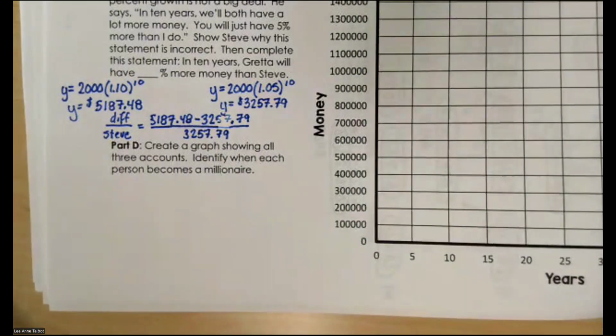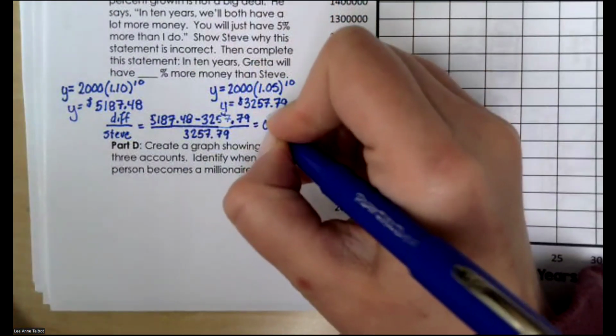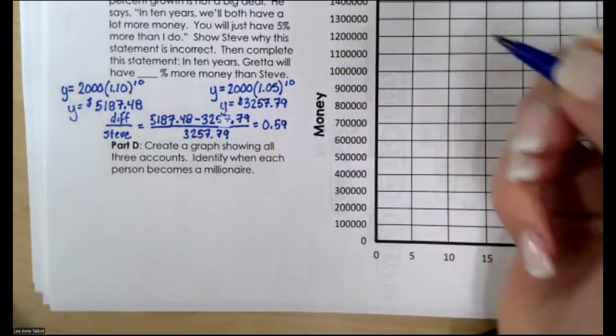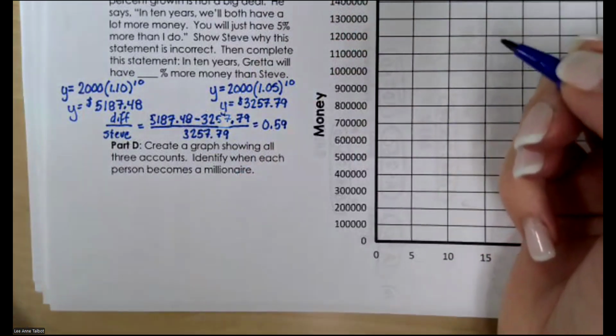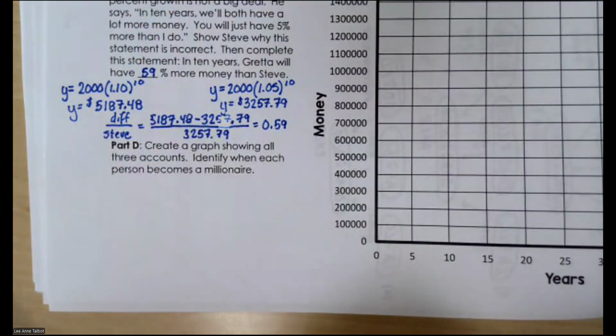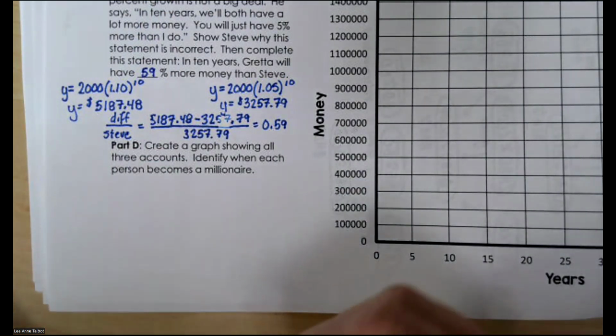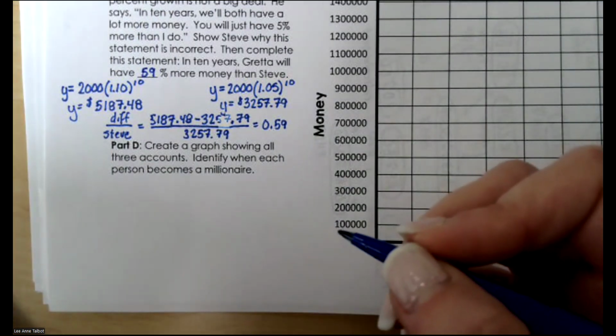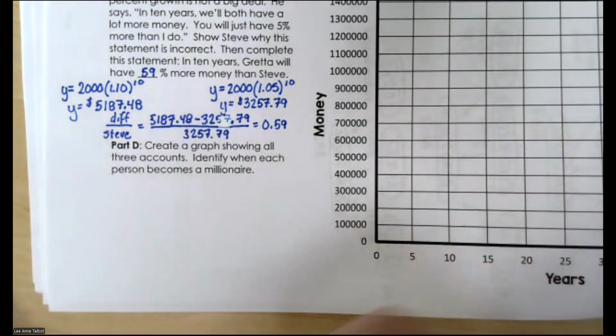Okay, so the answer to this is 0.59. So what is that in a percent? Beautiful. 59%. Which means that Steve was kind of wrong because he said that she was just going to have 5% more. She actually has almost 60% more, which is crazy. Okay.